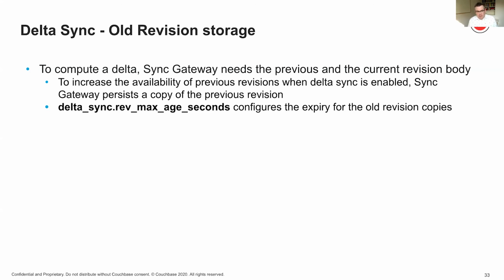But by default, when Delta Sync is enabled, we're going to retain revisions based on the value of delta sync rev max age seconds. This is a default of 1 day, which means that when a document is mutated, we make a copy of the previous body, and we store that on the server for up to a day. So any client that comes in and replicates within a day will be able to generate a delta for that document.